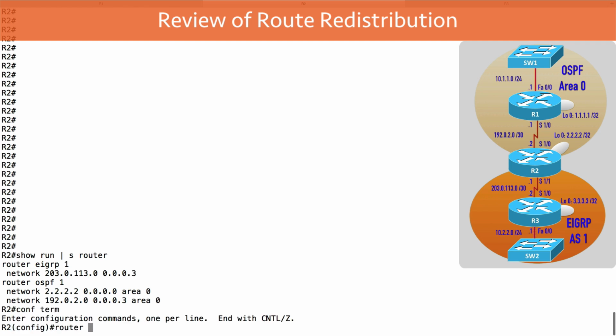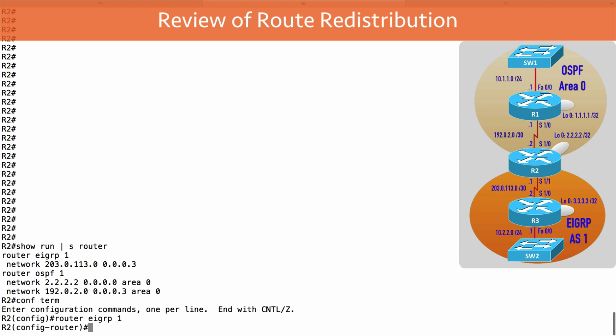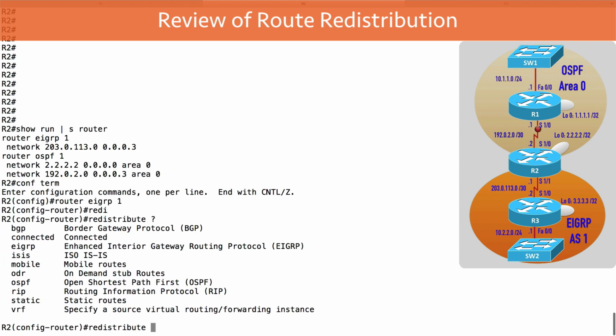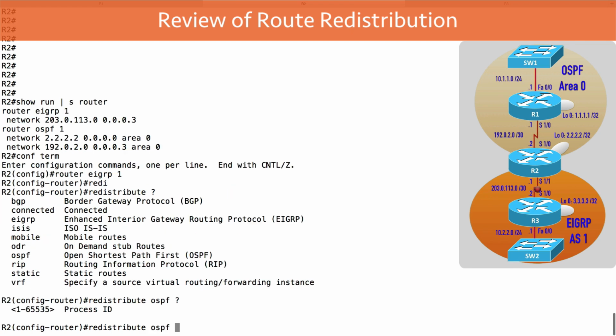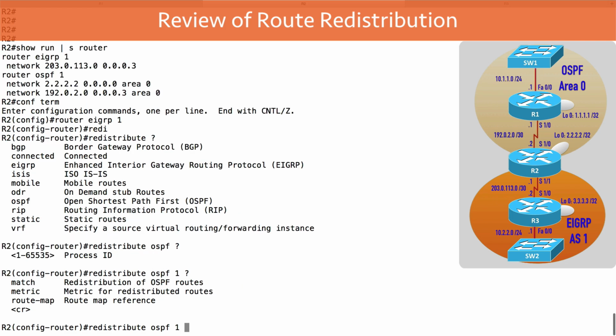I'll go into router EIGRP autonomous system 1 configuration mode, and I'll say redistribute. And what do I want to redistribute? It's OSPF. I'm redistributing into EIGRP. I'm redistributing OSPF with a process ID of 1. And I could enter a metric here. I could say, here's the metric for routes learned via OSPF. I could do that. And I could give a different metric for a different routing source, maybe like static routes that I was going to be redistributing into EIGRP.